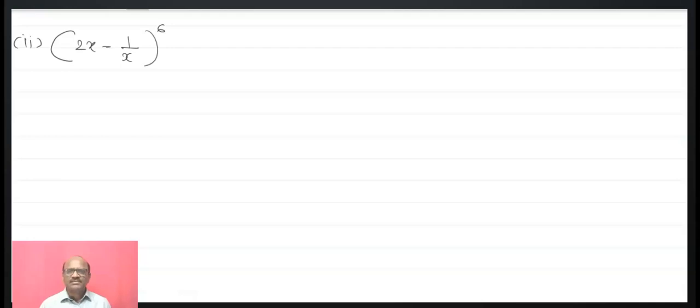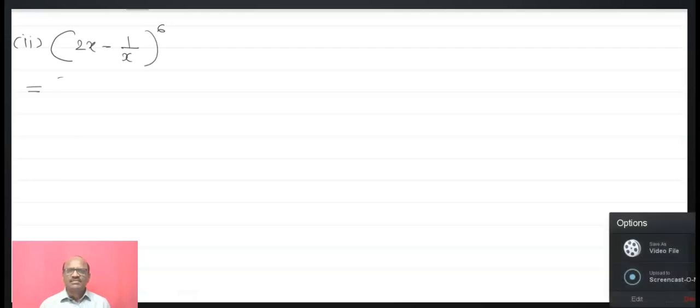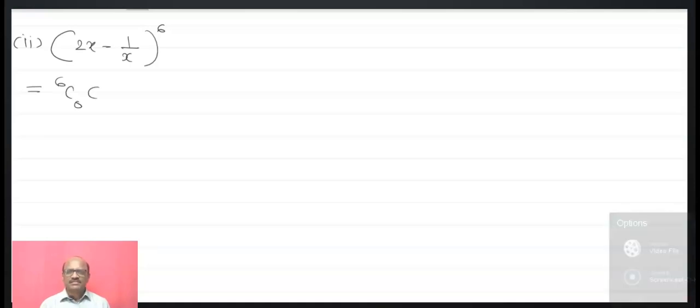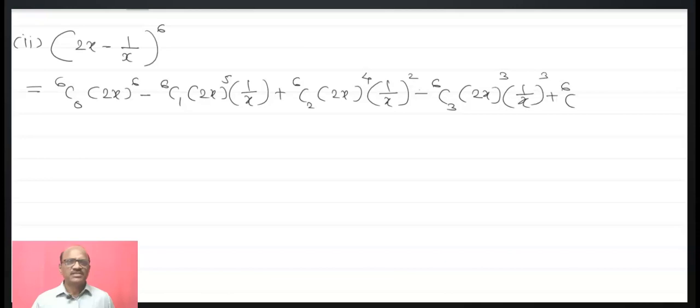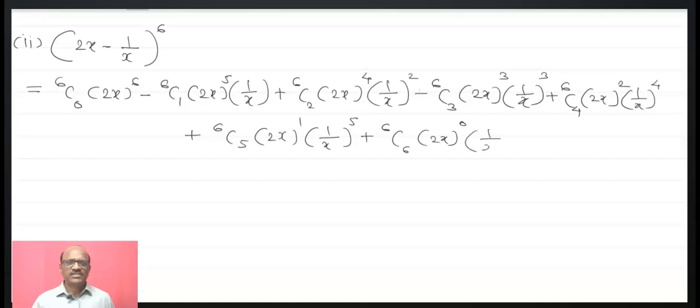Now the next example. That is a 2x minus 1 upon x bracket raised to 6. That is 6C0 2x raised to 6, minus 6C1 2x raised to 5 into 1 upon x, plus 6C2 2x raised to 4 into 1 upon x bracket square, minus 6C3 2x cube 1 upon x bracket raised to 3, plus 6C4 2x raised to 2 and next is 1 upon x bracket raised to 4, minus 6C5 2x raised to 1 and 1 upon x raised to 5, plus 6C6 2x raised to 0, and this is the form.